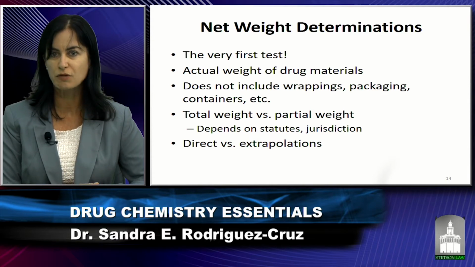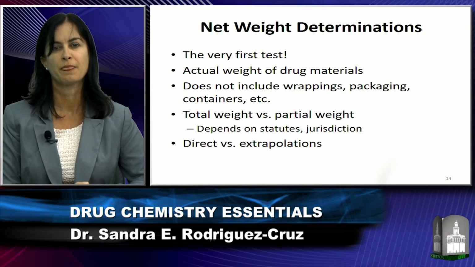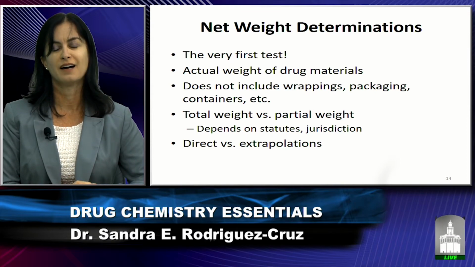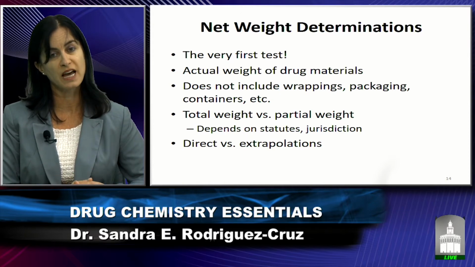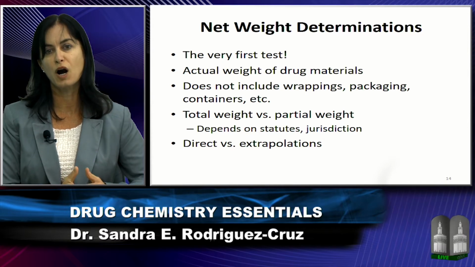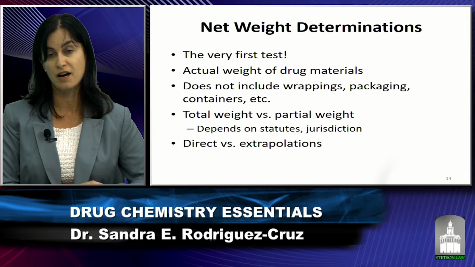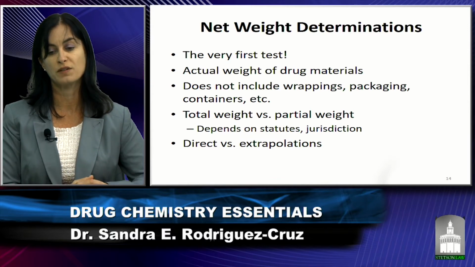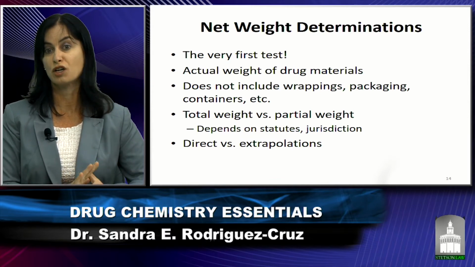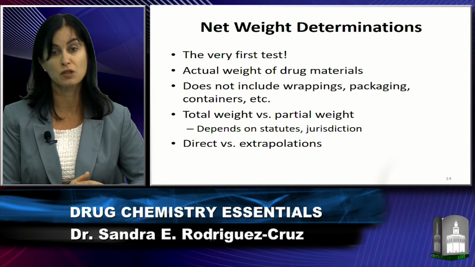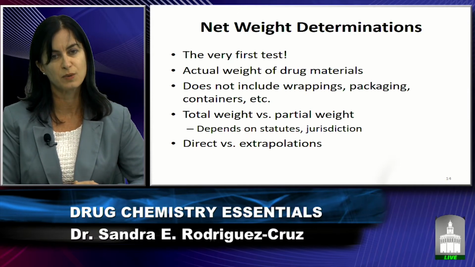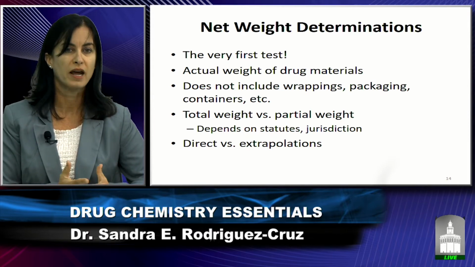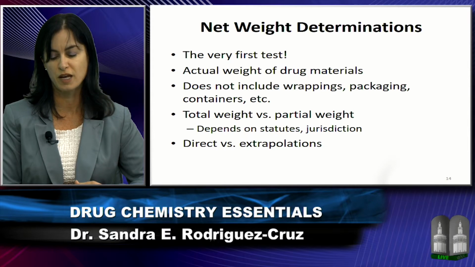It should not include any wrappings, any packaging, any boxes or containers. Some jurisdictions, again, will require the determination of the total weight of the evidence. However, depending on the statute in some specific jurisdictions, a partial weight of that evidence may in fact be enough. So it's important for attorneys also to understand if the weight that is being reported was the total weight of evidence or just a partial weight because of jurisdictional factors. The net weight, depending on the type of exhibit that's being submitted to the laboratory, could be a direct weight or also a weight that has been obtained by extrapolation.